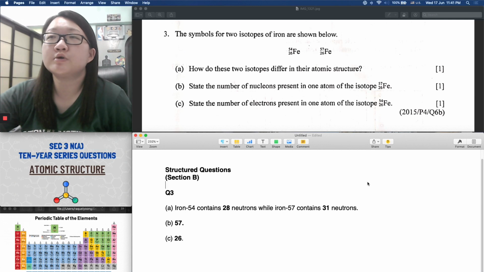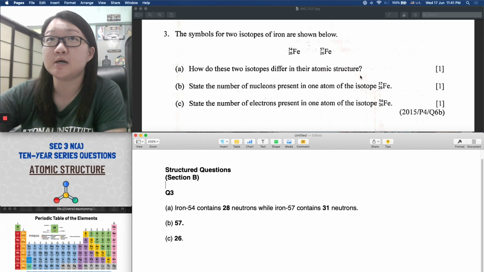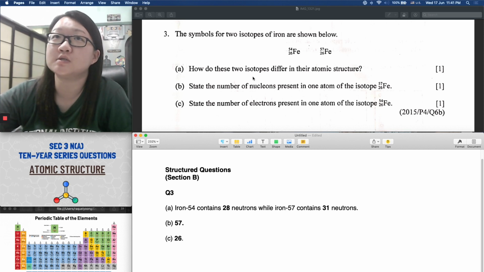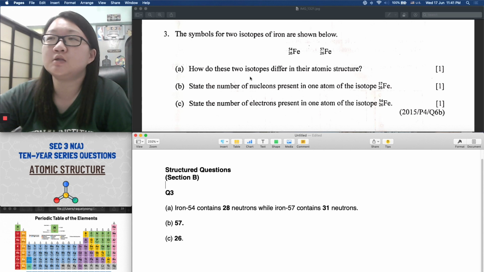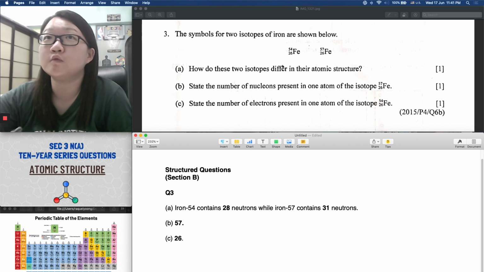Last question, question 3. The symbols for 2 isotopes of iron are shown below. First one is iron 54, second one is iron 57. Part A asks you, how do these 2 isotopes differ in their atomic structure? This really goes back to your understanding of the definition of isotopes. Isotopes are atoms of the same element with the same number of protons but different number of neutrons. Here they're asking for how they differ, so based on definition, the difference lies in the number of neutrons.